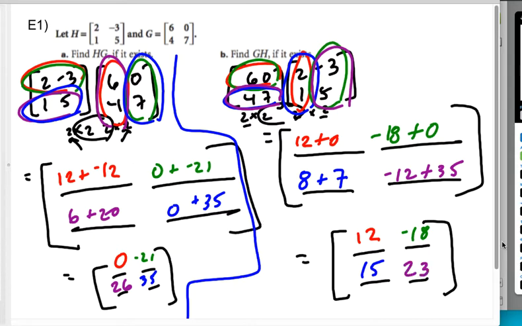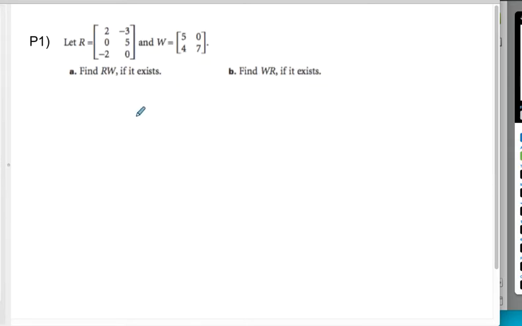So moving forward, let's go ahead and do our P1. So for P1, you're going to do the same thing, but they are not exactly the same dimensions. So go ahead and give this a try. You can pause me if you want.